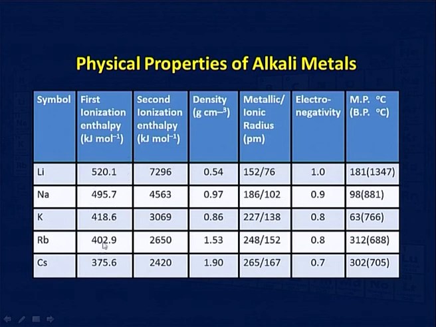You can see there is a decrease in ionization enthalpy because the size is increasing, and on every additional shell being added here. You can see that lithium has 520, sodium has 495, potassium has 418, rubidium has 402.9, and then cesium has 375.6 kilojoules per mole. So, they keep on decreasing down the group.